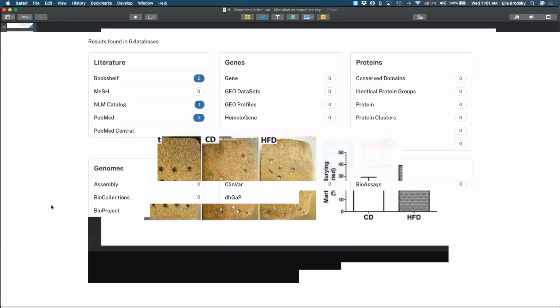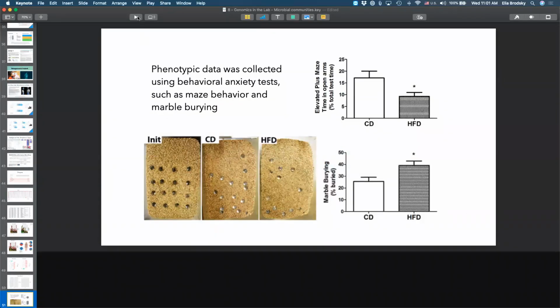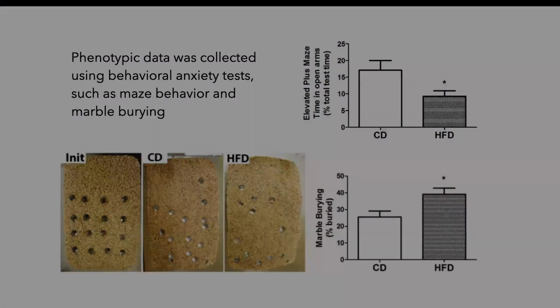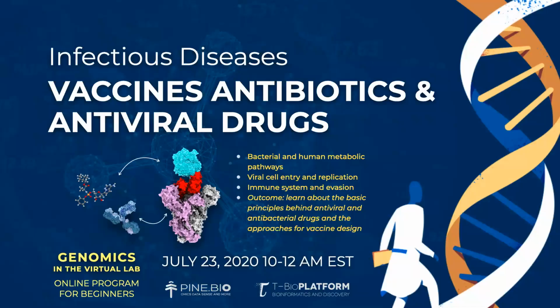Okay, so to wrap this up, as we're out of time, I just wanted to talk about where we will go next. So in our next session, we will talk about vaccines, antibiotics, and antiviral drugs. We'll talk about how those are based on different types of metabolic pathways. We'll talk about some aspects of viral entry and replication, as well as immune system evasion. And we'll talk about vaccines. What do they actually do? Okay.